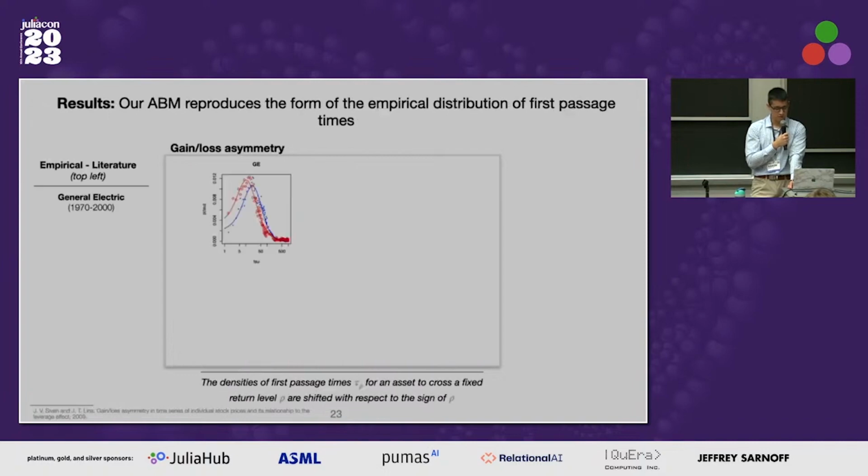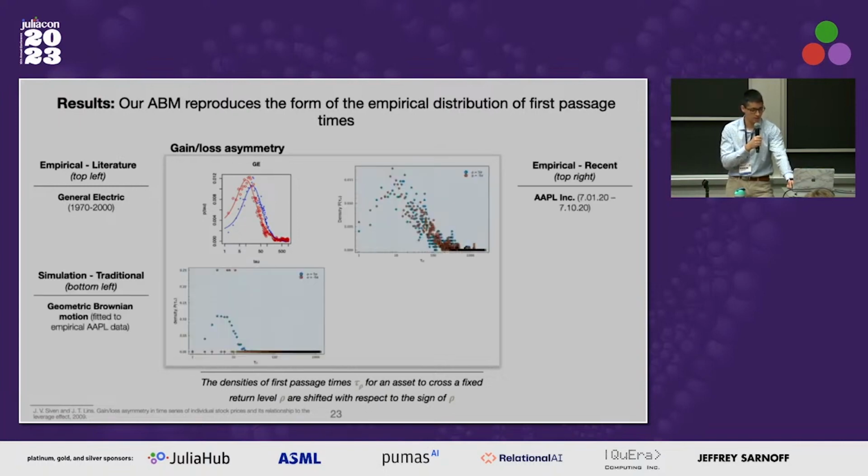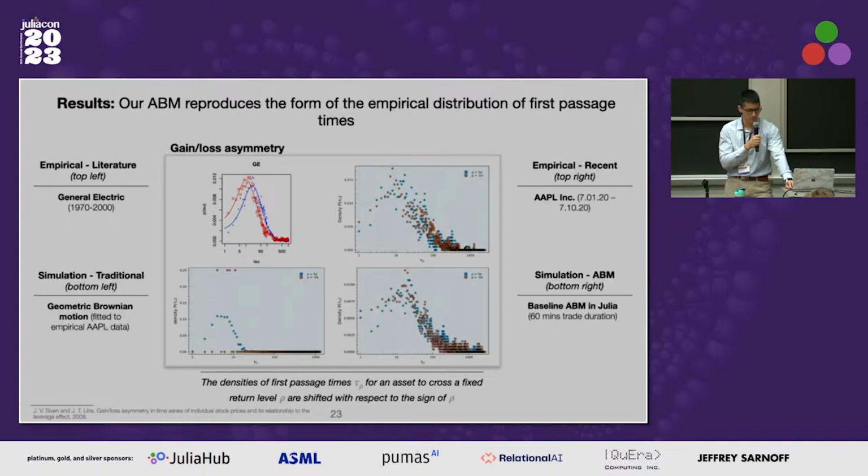Last one I'm going to show, gain-loss asymmetry. It's an inverse statistic, essentially the distribution of first passage times. So the time it takes to hit a fixed return level. Normally there's an asymmetry here: it's faster to lose money than it is to gain money. And that's something that's seen in the literature empirically, not as much, and something that we, at least we think, are able to capture.